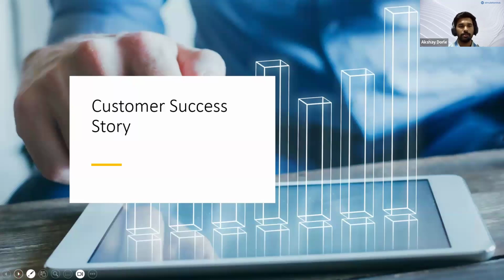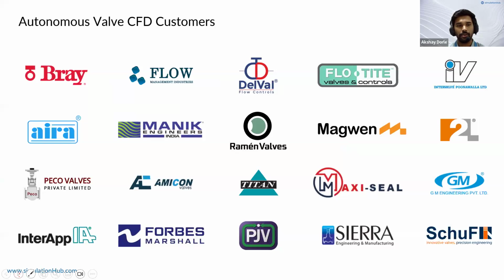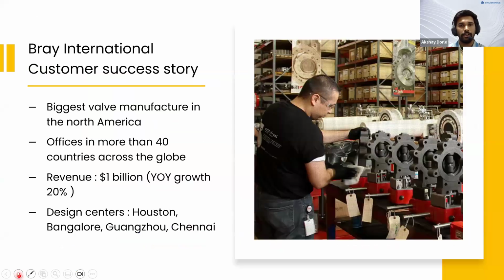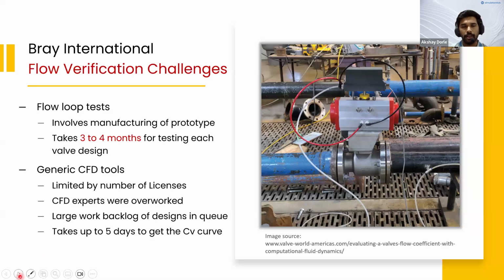So a few customer success stories. These are our proud subscribers, and we'll talk about Bray just for a quick success story. Bray is one of the biggest valve manufacturers in North America, with over 40 offices in various countries. It has over $1 billion in year-on-year growth. So they have multiple design teams in different parts of the world, and this is where things get interesting.